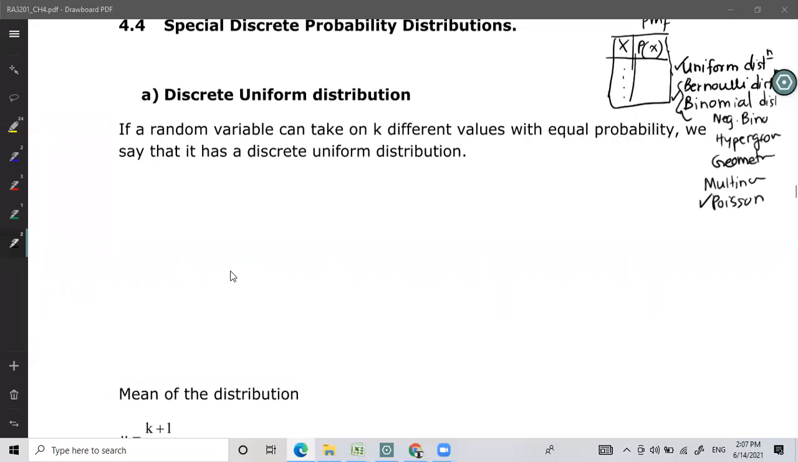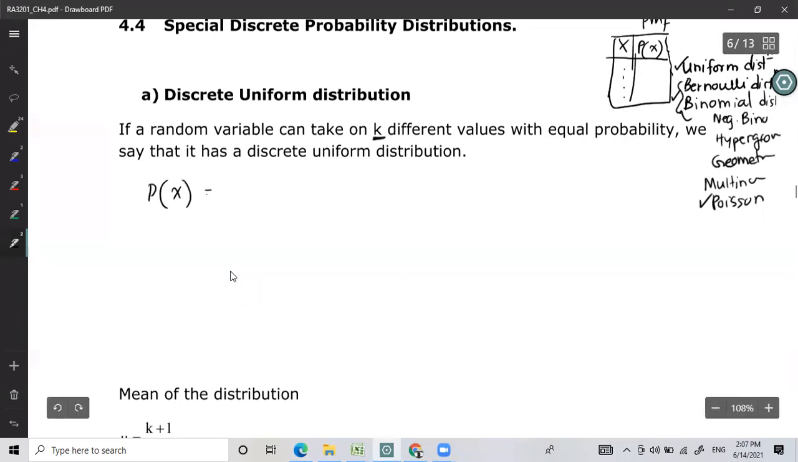In order to get the same probability, what you do is divide the total probability, one, by the number of possible outcomes. Say, for example, if a random variable takes k different values, then you have a uniform distribution if the probability of x is 1 over k. Okay, so k can contain values 1, 2, 3, whatever values you have for k.